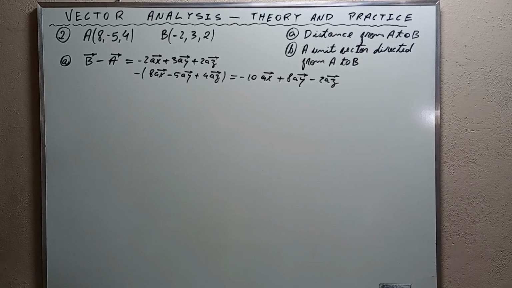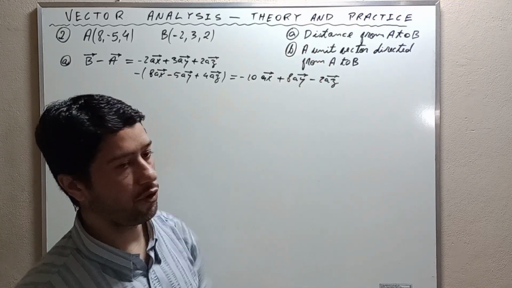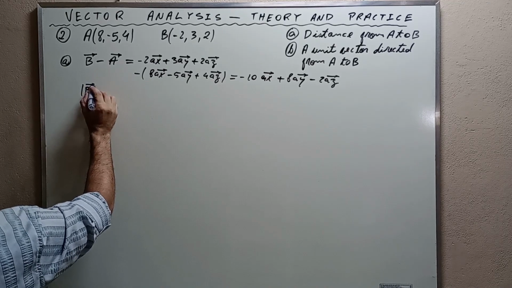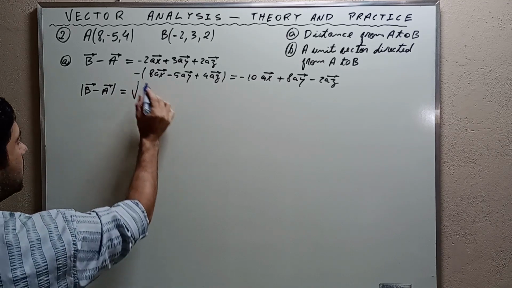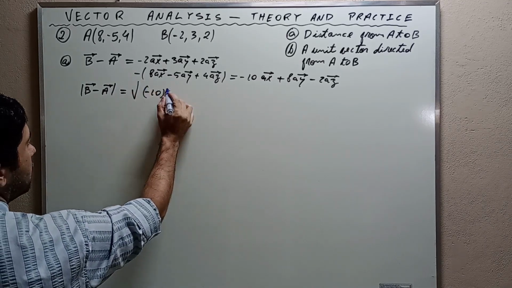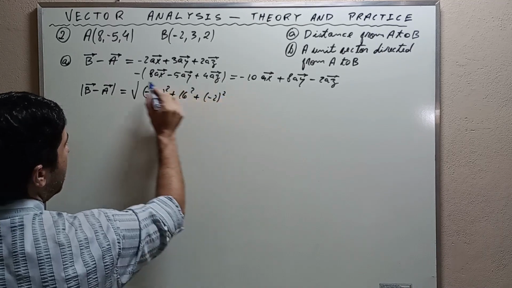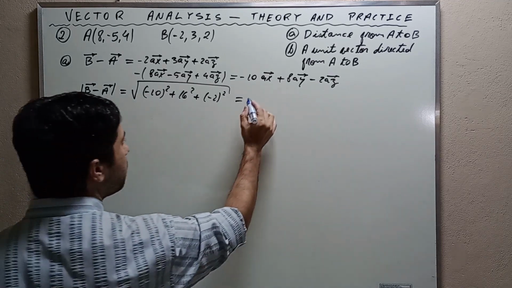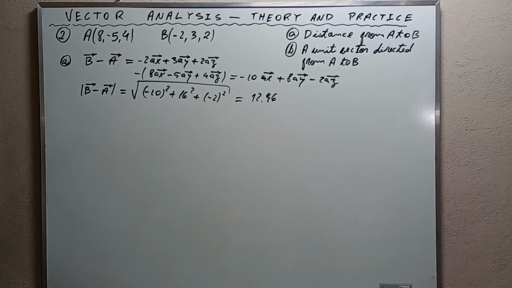The exercise wants us to calculate the magnitude of the vector, which can be understood as the distance from A to B. And then we find simply that the magnitude will be equal to the square root of negative 10 squared plus 16 squared plus negative 10 squared, and this is equal to 12.96. Okay? 12.96.